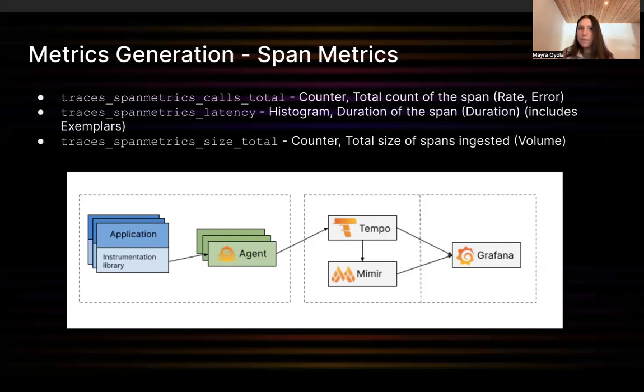This span metrics processor that we just went over is designed to mirror something that OTel actually already has with the same name. So OTel has something called the span metrics connector. And this really should be seen as another method of getting those same RED metrics. So multiple options.